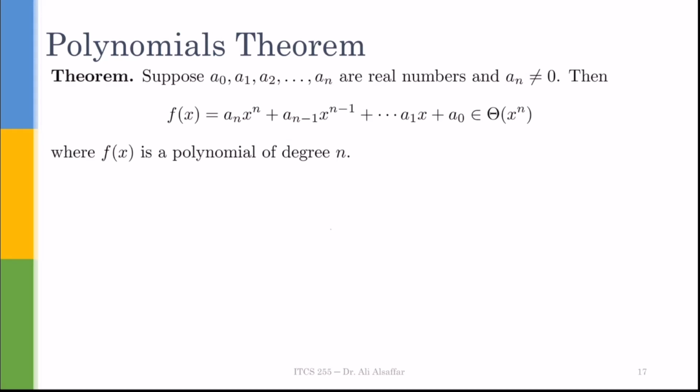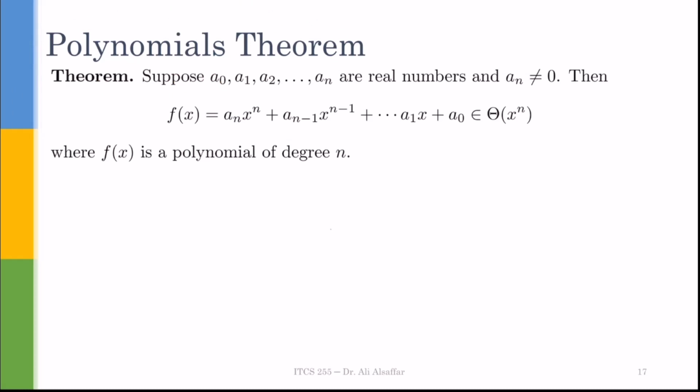Using these methods, we proved that every polynomial belonged to big O and big omega of its dominant term, and therefore belonged to big theta of their dominant term. As a third method now, to prove that a polynomial belongs to big theta of its dominant term, we use this theorem, which is called polynomial theorem.